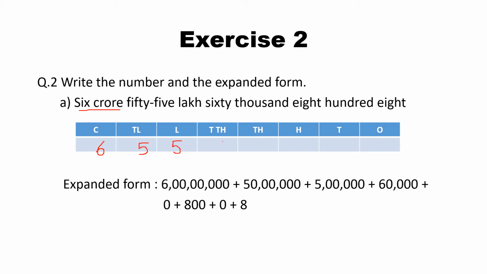60,000. So 6 0, 60. 800. 8. As there is no tens place, it will be 0 and a single 8 will come in the ones place. So 6 crore, 50 lakh, 5 lakh, 60,000, 800 and 8.